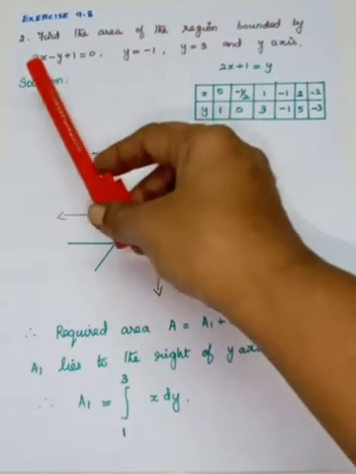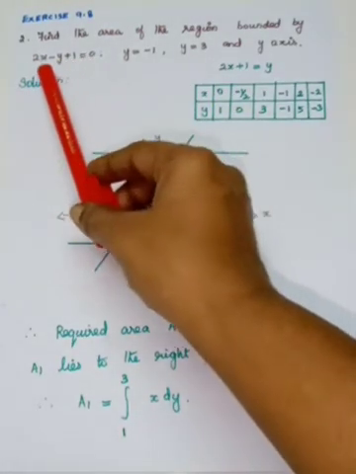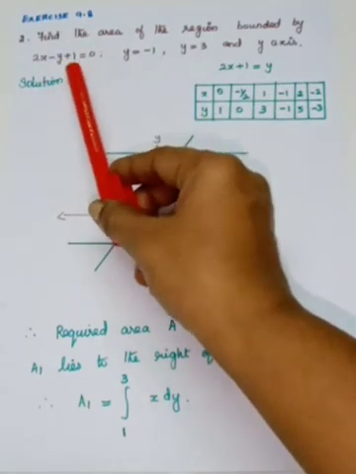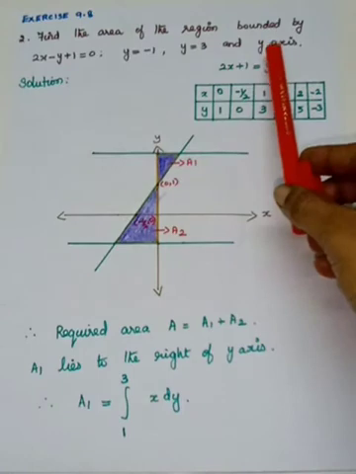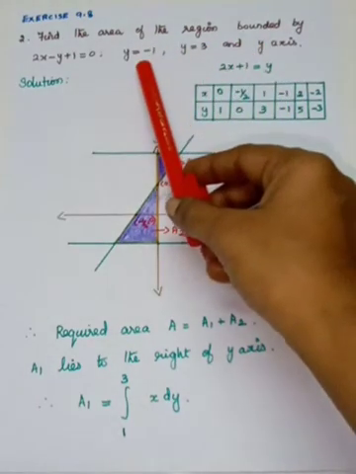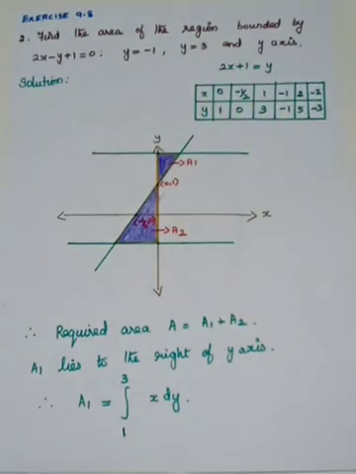You see that 2x minus y plus 1 is equal to 0. It is a linear equation, so it is the equation of a straight line. And see here, your axis is given as the y axis, and the limits vary from y is equal to minus 1 to y is equal to 3. So we have to consider the y axis. Before that, first we have to draw the diagram.